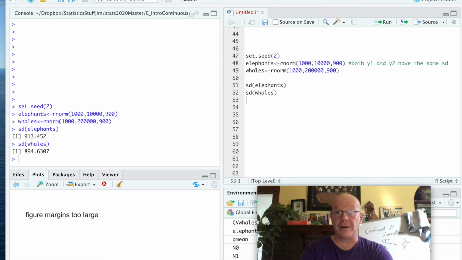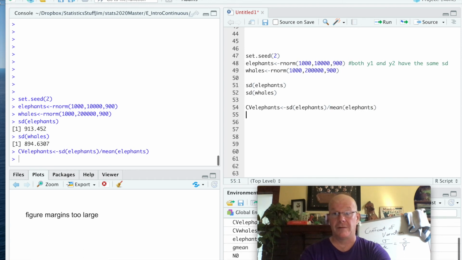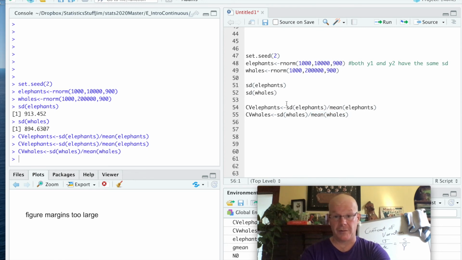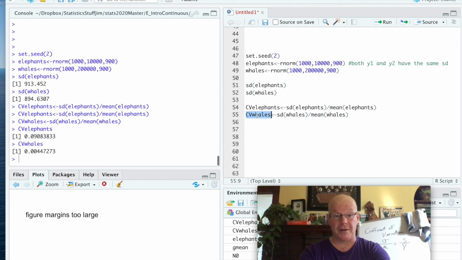And so we could calculate the coefficient of variation for elephants by simply taking the standard deviation of elephants and dividing it by the mean for elephants. And we will do the exact same thing for whales: standard deviation of whales divided by the mean for whales. So we'll go ahead and do both of those, and now we can look at the coefficient of variation. So the coefficient of variation for elephants is 0.09, and the coefficient of variation for whales is 0.004.